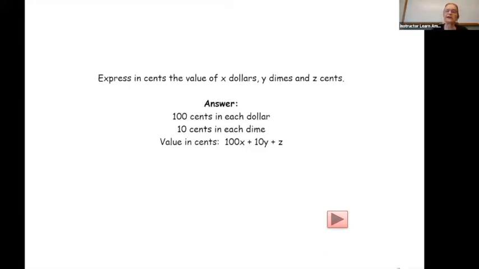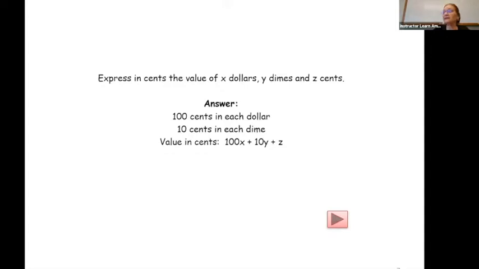One of the things you really have to keep in mind here is that there's a difference between the number of these coins and the value of these coins. For example, if you have $1 in your pocket, that number is 1. You have one actual piece of paper. But what is the value of that dollar in cents? The value is 100 cents.